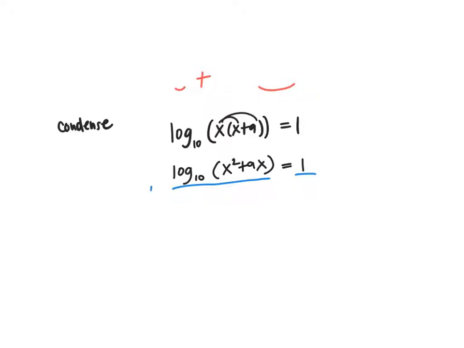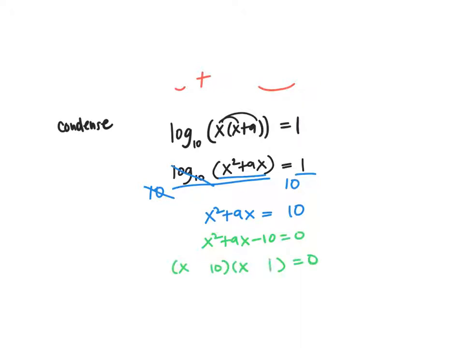So now I can exponentiate both sides by base 10. The 10 and the log base 10 cancel out since they're the inverses of each other. And I have x squared plus 9x on the left-hand side. 10 to the 1 is just 10 on the right-hand side. And notice I have a quadratic equation. These always tend to come up regularly, it seems, and it is the case here as well. So you move everything over to one side. You're going to factor and solve.